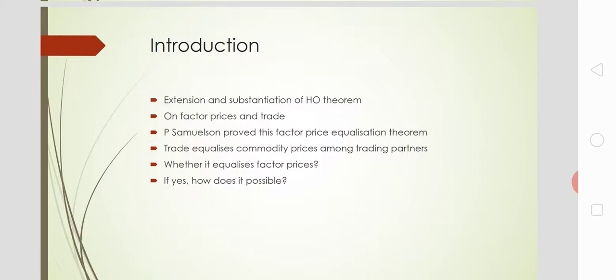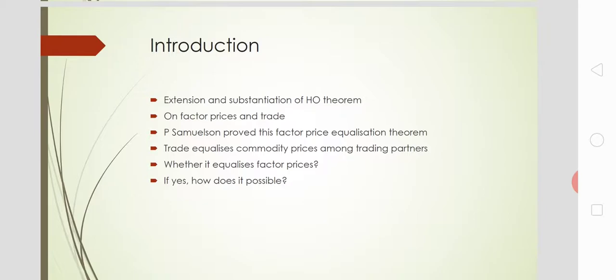The factor price equalization theorem examines how trade affects factor prices in both nations. So what impact would trade make on factor prices in both nations? A trade could bring some changes in the prices of labor and capital. So finally, factor prices will be equal due to international trade. But how does it happen? How does the factor price equalization happen?